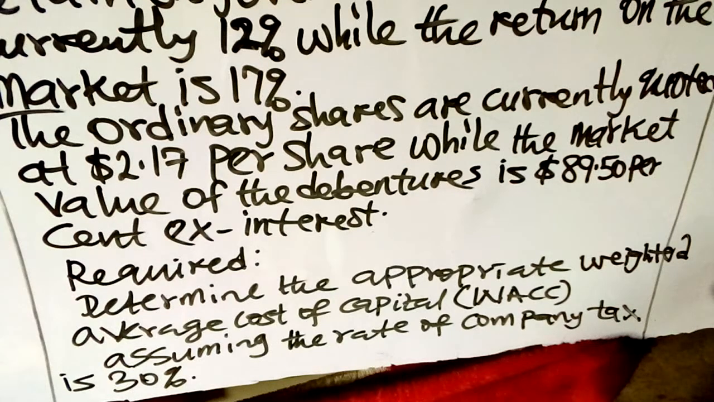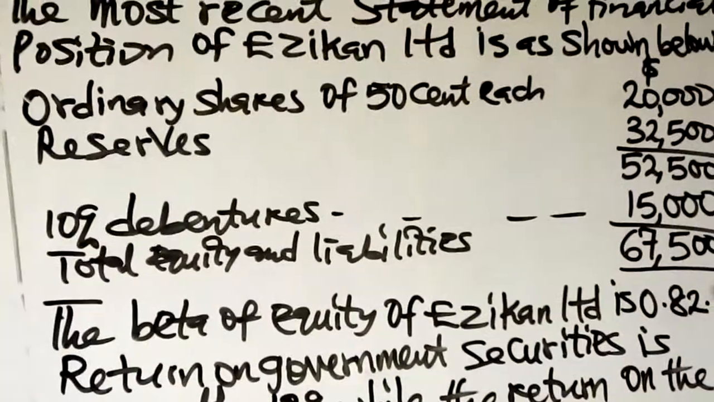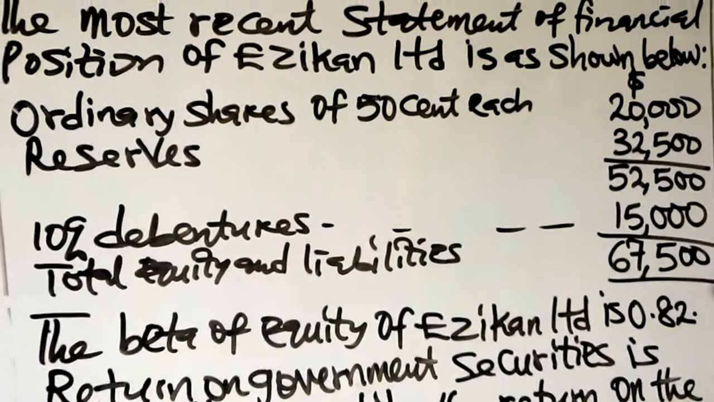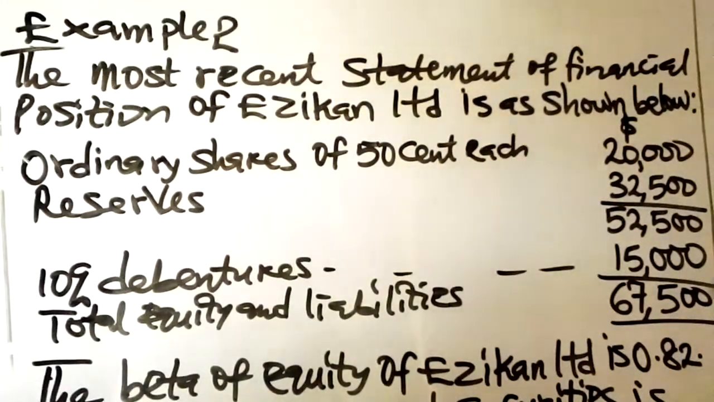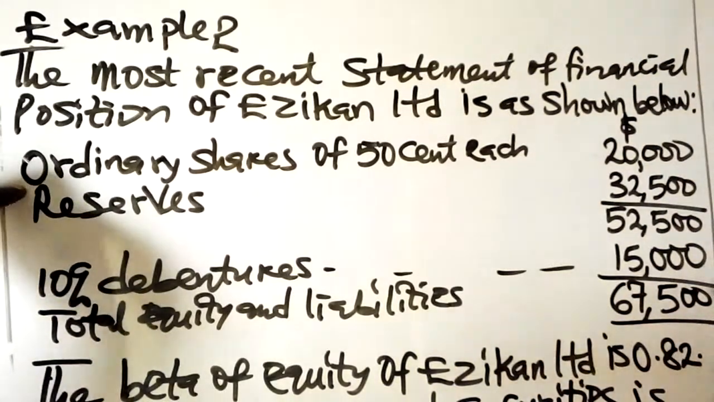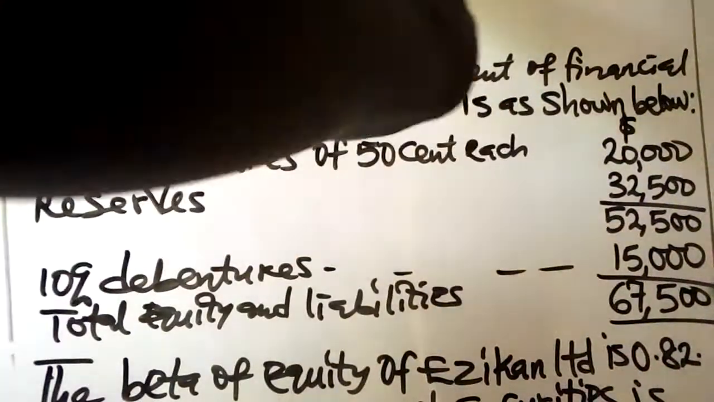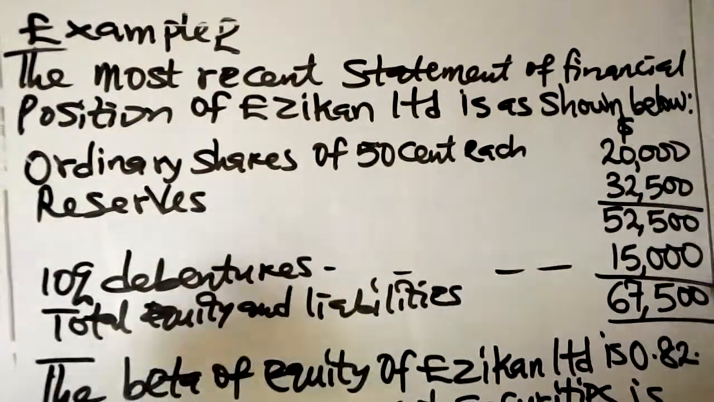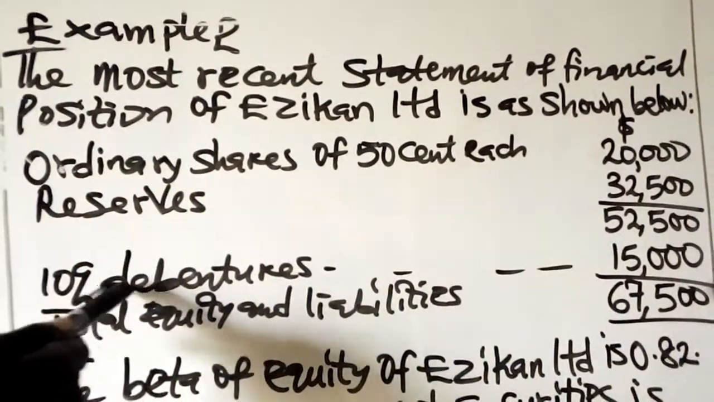I've told you that to compute your WACC, the weighted average cost of capital, is just a composite cost of capital. Now, to determine the weighted average cost of capital, number one, you will need to determine the cost of equity. There are two components of capital there: the equity, that is ordinary shares, and the 10% debenture. Those are the capital of Ezikan. So you will need to determine the cost of ordinary shares, at the same time, the cost of debentures.